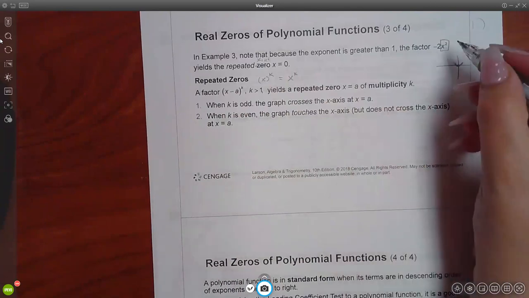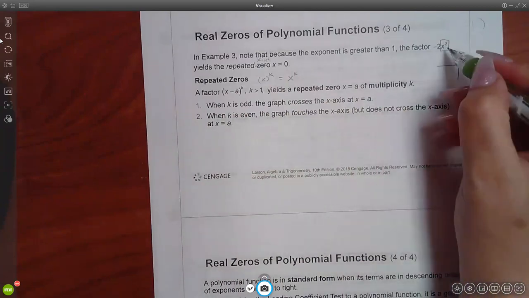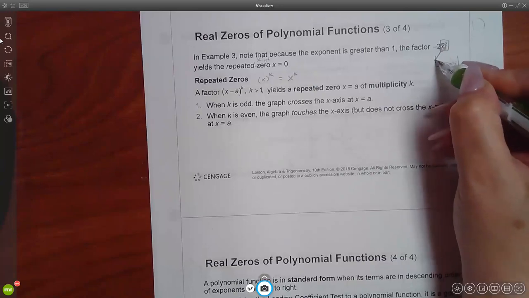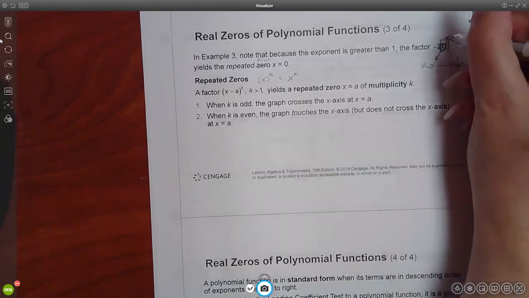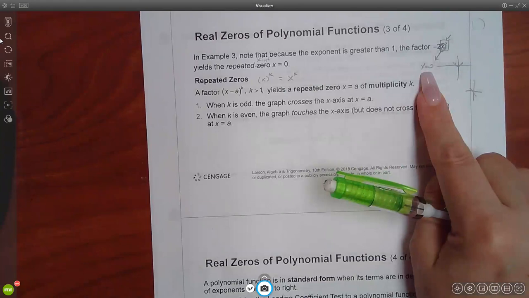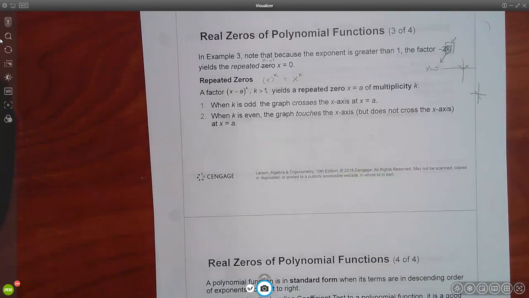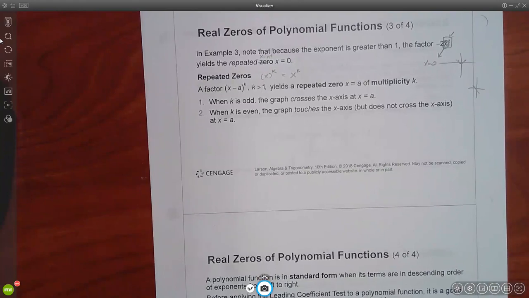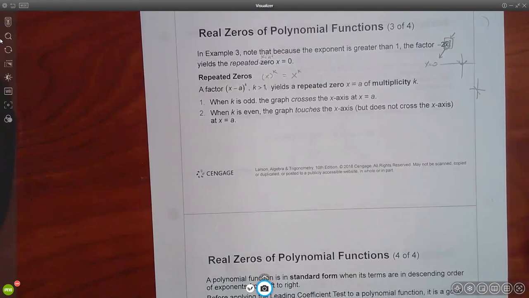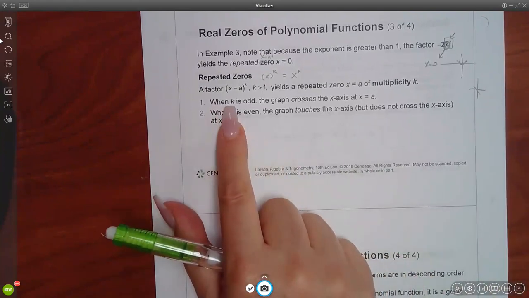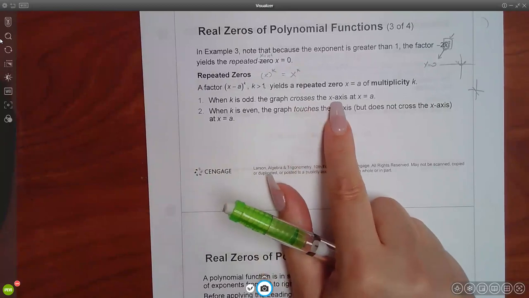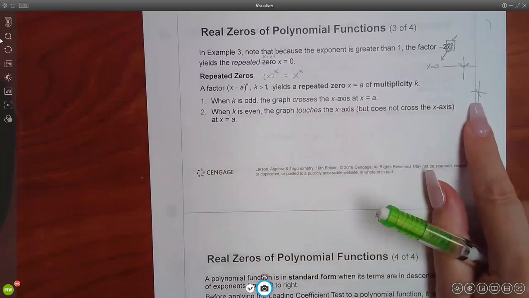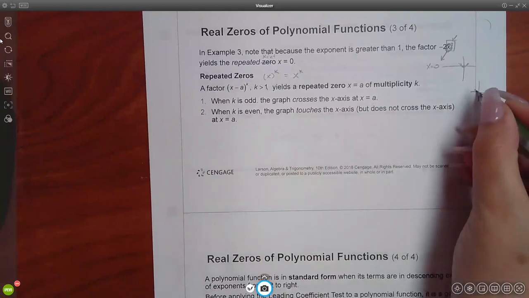So I can get the quote unquote zero, the x-intercept, by taking this factor equal to zero. And I get where the x-intercept is, but this power tells me the multiplicity of that x-intercept. It tells me how many times that x-intercept is going to repeat, okay? And depending on how many times it repeats, it will affect what the graph is gonna look like right there. So when that exponent, that multiplicity, is odd, then the graph is gonna cross through the x-intercept. It would go right through it.